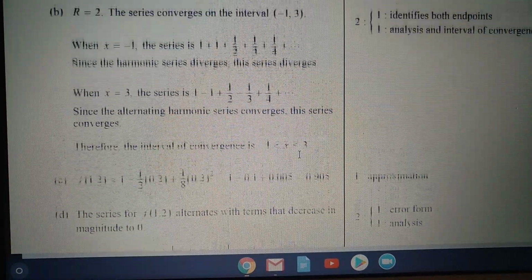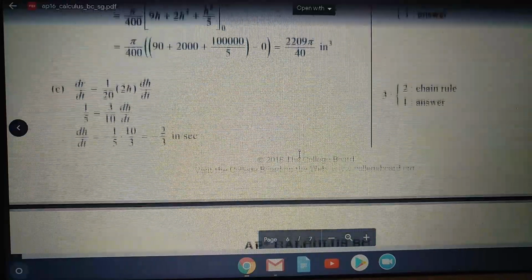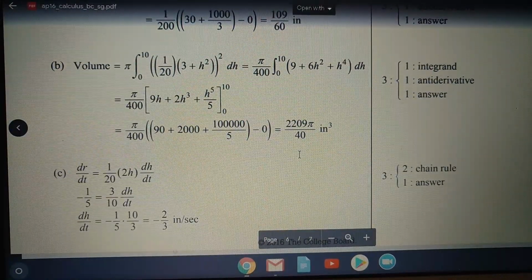Score each one out of 9, score the whole thing out of 27, and go ahead, take a picture of your work and make sure you get it posted.